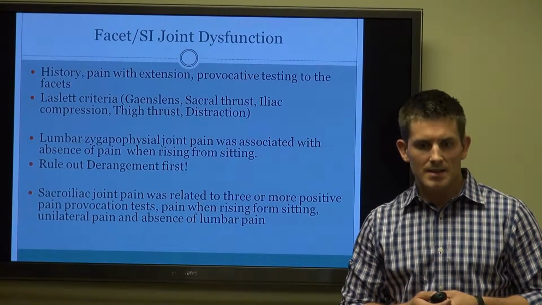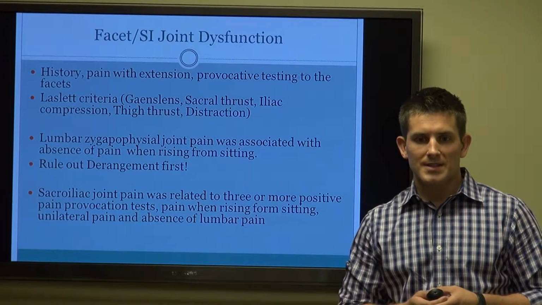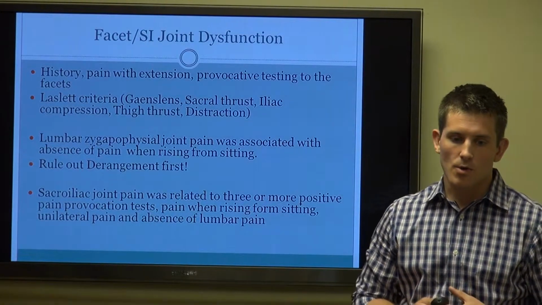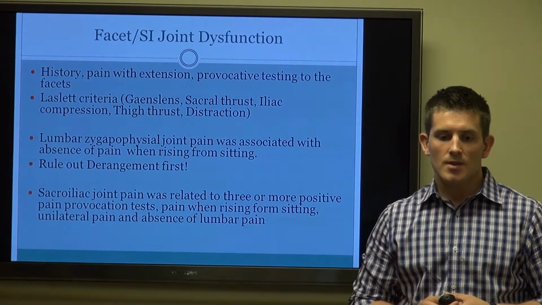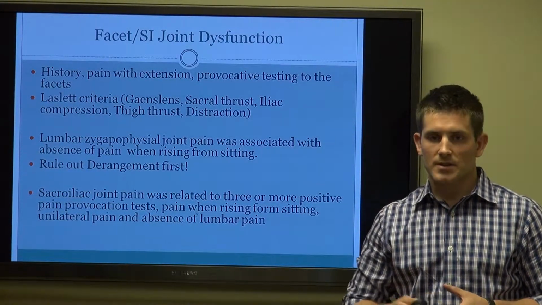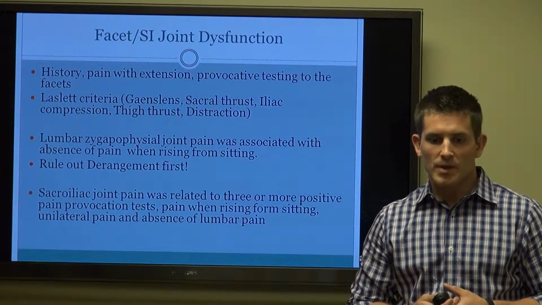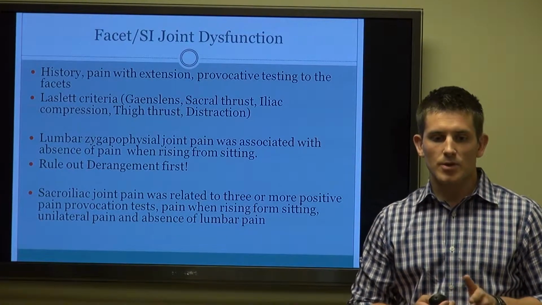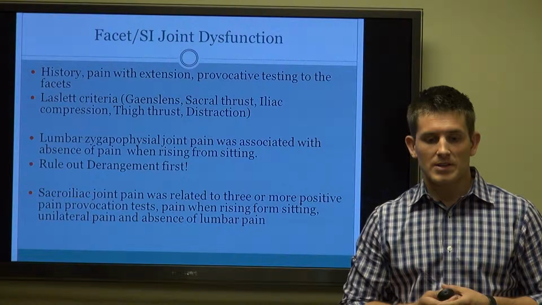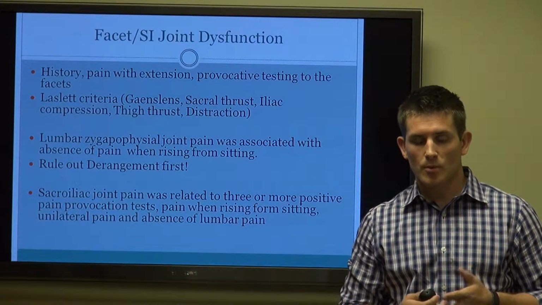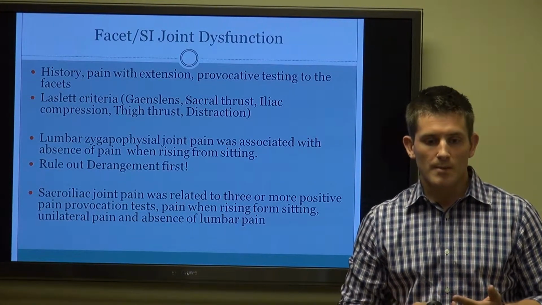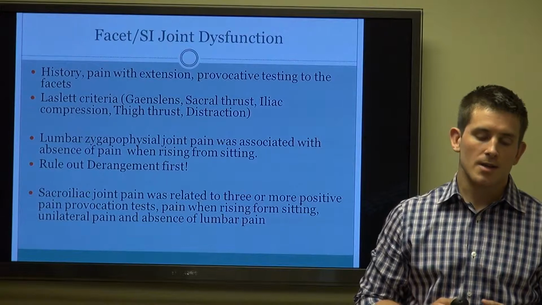So the facets and SI joints get a little hairy occasionally. I think sometimes they're overdiagnosed and sometimes they're underdiagnosed. With the facets, we're obviously going to base it on patient history, so pain with extension and provocative testing to the facets, like your Kemp's exam or even just a facet loading test. For the SI joint, and we'll get into this on the next two slides, we use Laslett's criteria, and that's generally 3 out of 5 positive exam findings on the 5 tests that they deemed were the best tests for the SI. That includes Gaenslen's test, sacral thrust test, iliac compression, thigh thrust test, and distraction.